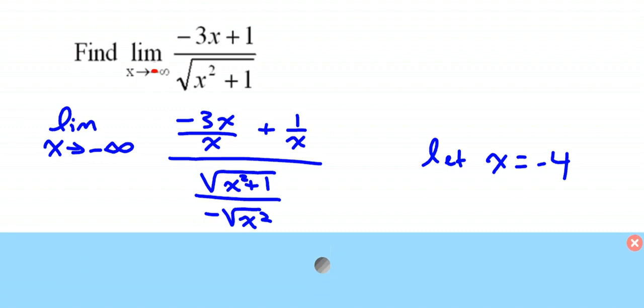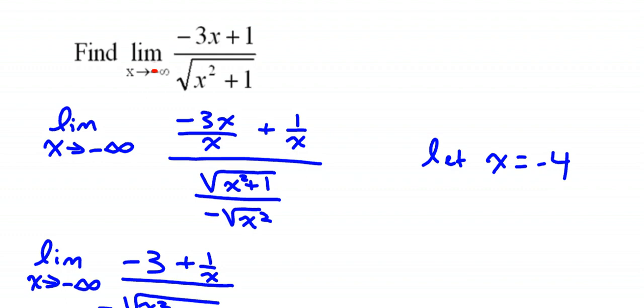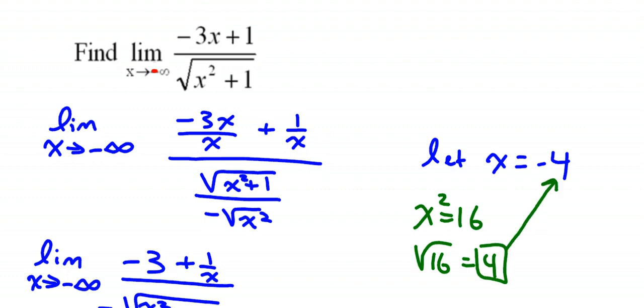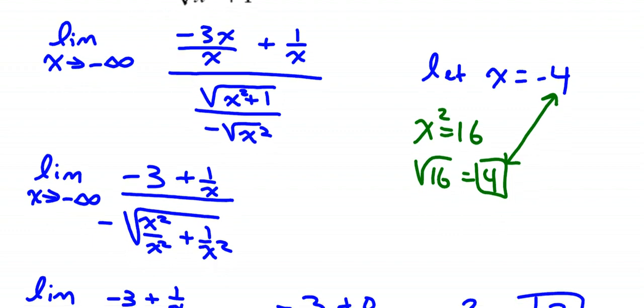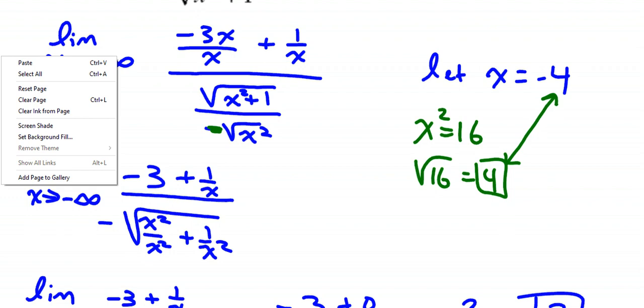So let me get rid of all of this. It makes sense, right? Let's say x equals -4, like we said here, then x squared would be 16, and the square root of 16 would be 4. But we know that x is equal to -4, not 4. So when we look at these, we put that negative there, because if we don't, we're going to get the wrong answer, right? If x is approaching negative infinity, x cannot be positive.